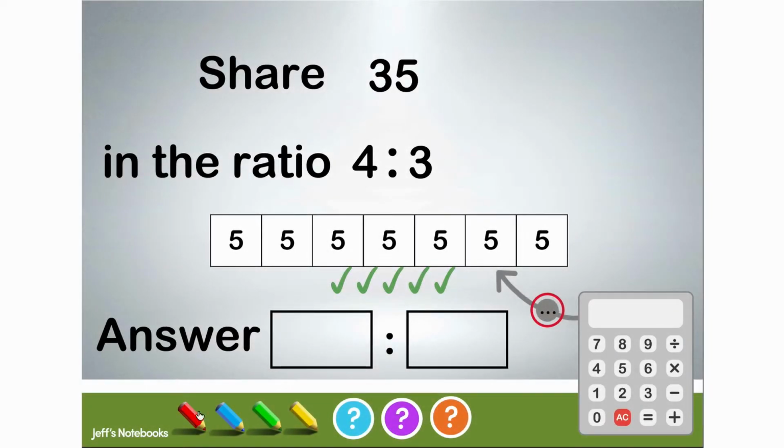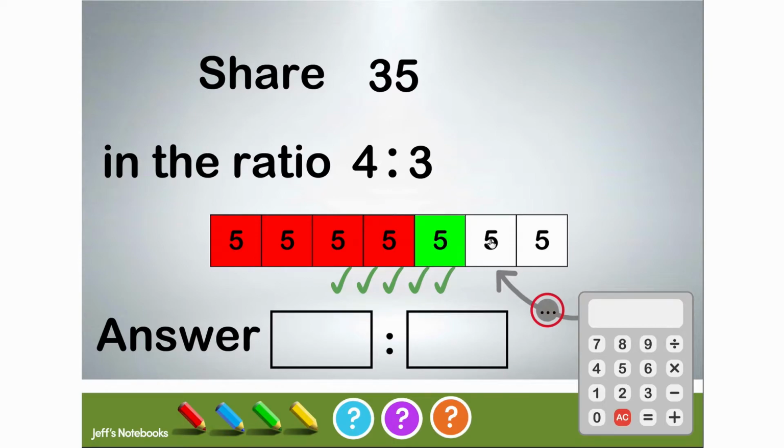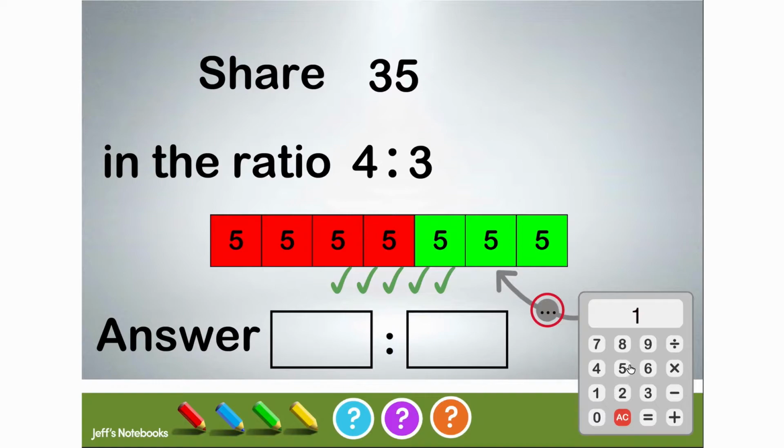To help work out the numbers in the answer line, we can colour in 4 squares in one colour and 3 in another using the pens. And we can see that the answers are 3 times 5 and 4 times 5.